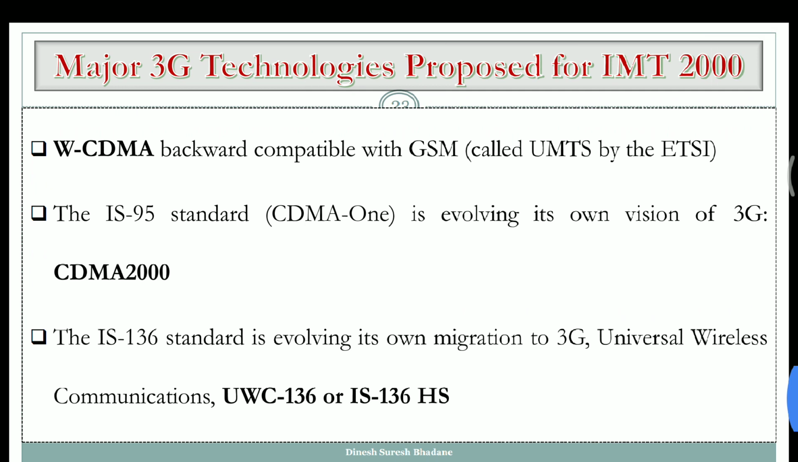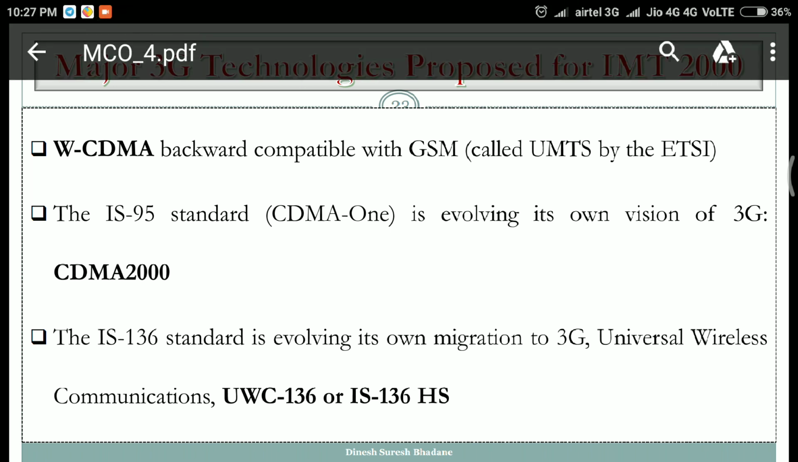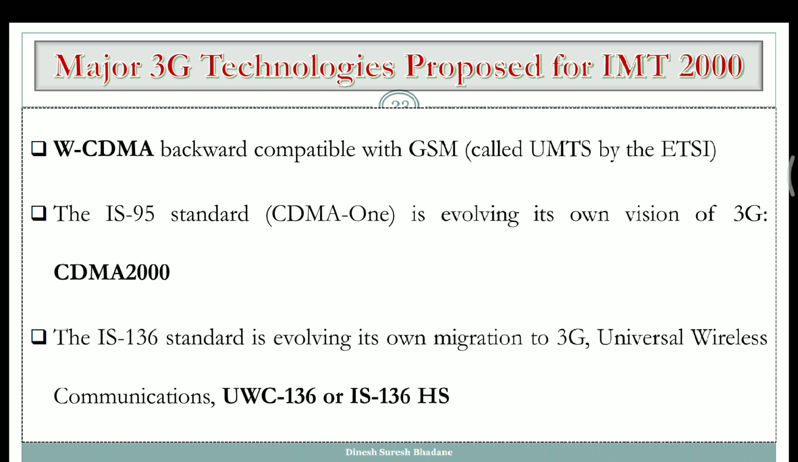The next are the major 3G technologies which are proposed for IMT 2000. The first is WCDMA, which is backward compatible with GSM, so-called UMTS by the ETSI. UMTS stands for Universal Mobile Telecommunication Service. The IS-95 standard, that is CDMA 1, is evolving its own vision of 3G, CDMA 2000. So the next 3G standard is CDMA 2000. The IS-136 standard is evolving its own migration to 3G, which is Universal Wireless Communication, so-called UWC 136 or IS-136HS, where HS stands for high speed. So these are the three techniques of 3G. The first, WCDMA, the second, CDMA 2000, and the third, IS-136 or UWC 136.